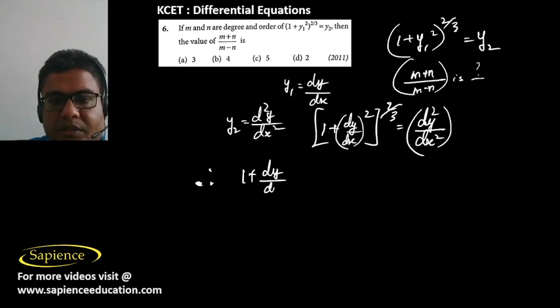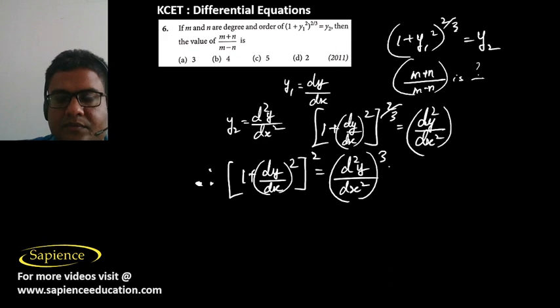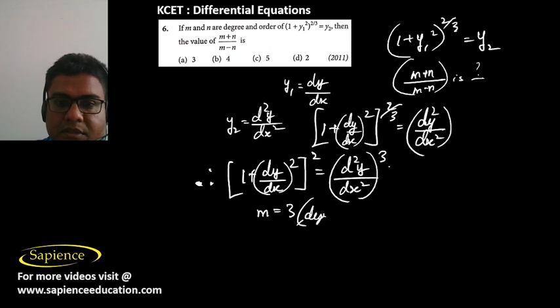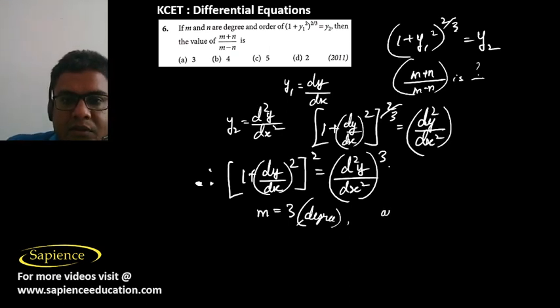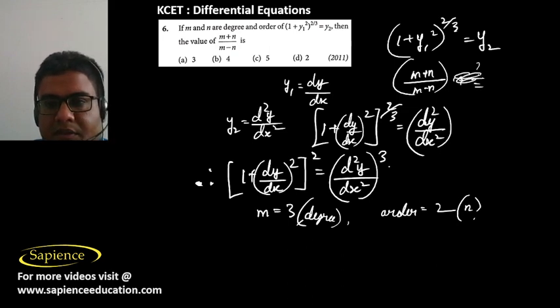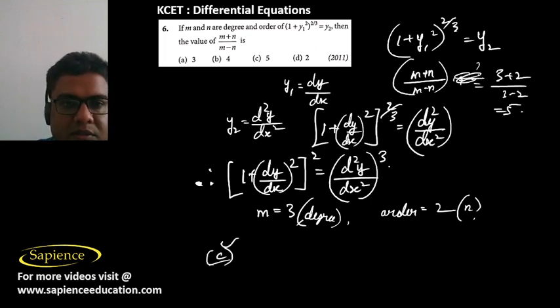Therefore, 1 plus (dy by dx) whole square, whole cube, equals (d square y by dx square) whole square. So it means that m is the degree, which is 3, and the order is 2. m plus n by m minus n is 3 plus 2 by 3 minus 2, that is 5. C is the correct answer.